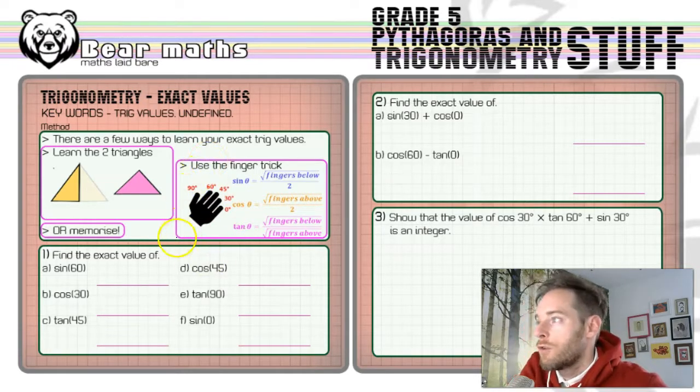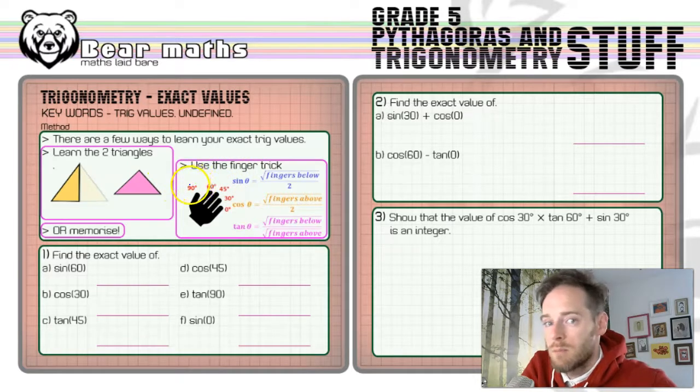Now the method states there are a few ways to learn your exact trig values. One way, of the last one that I've written there, you could memorize them. I've never bothered to memorize them because I know I can work them out. Now, there's two ways of doing it. I think that learning the two triangles way is a nice way for higher students to remember it, and the finger trick is a nice way for the foundation students.